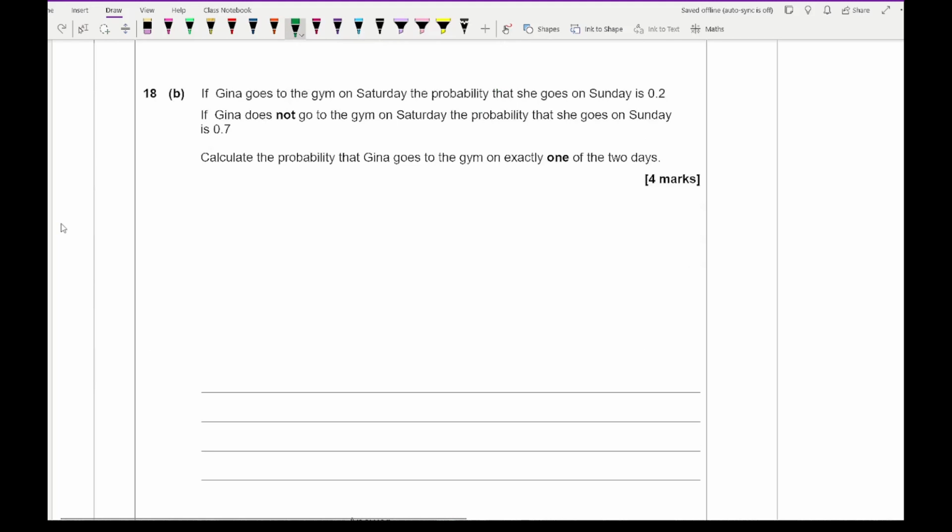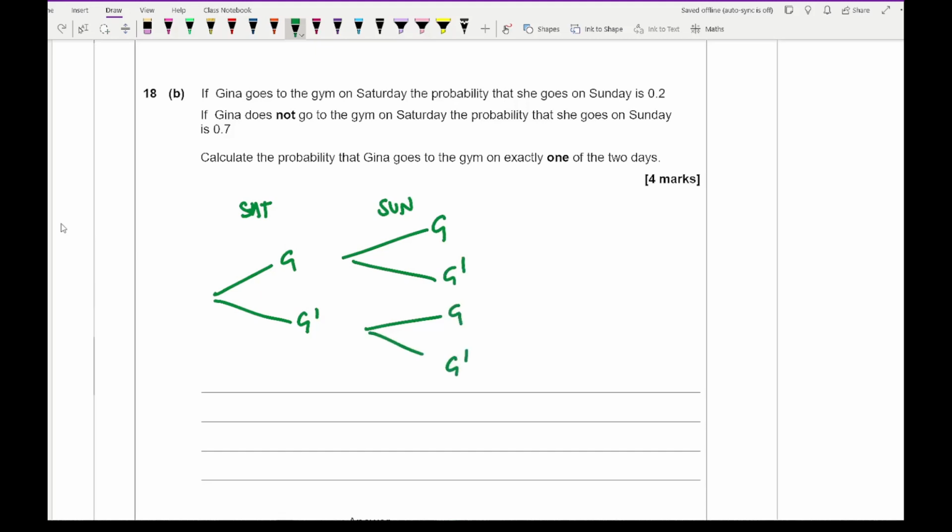Then for question 18b, it says if Gina goes to the gym on Saturday, the probability that she goes on Sunday is 0.2. If she doesn't go to the gym on Saturday, then the probability that she goes on Sunday is 0.7. Calculate the probability that Gina goes to the gym exactly one of the 2 days. So if we set up a tree diagram, we've got Saturday and Sunday, with goes to the gym and doesn't go to the gym on each branch.